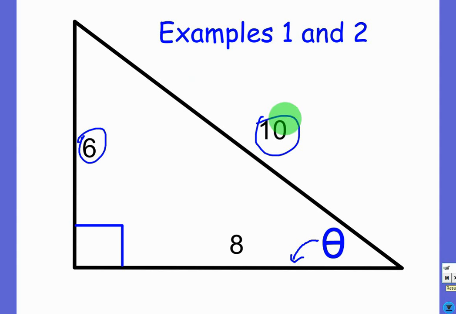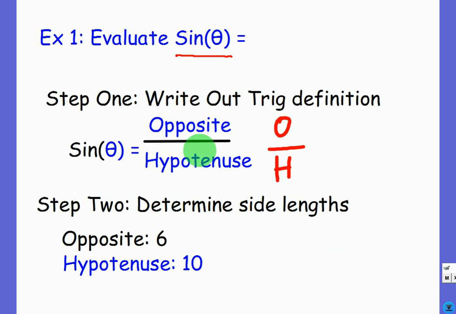Example 1. If you want to, you can just watch, because if you know how to do it, you can pretty much do the worksheet that I'm going to hand out. So we have a right triangle. This is 8, this is 6, this is 10. Pretty simple, right? First question, evaluate sine of theta.